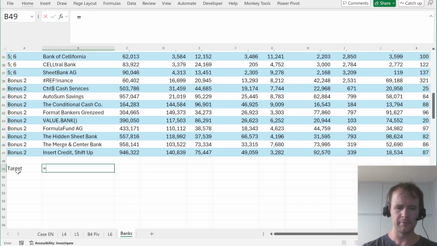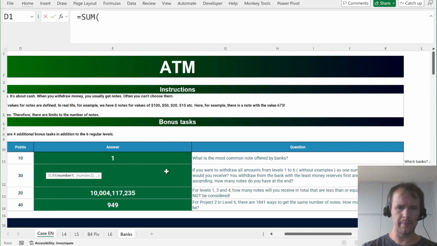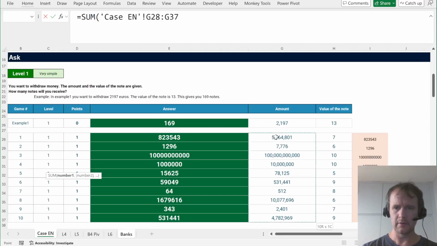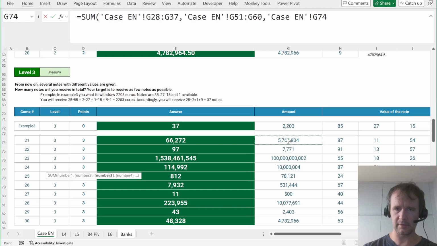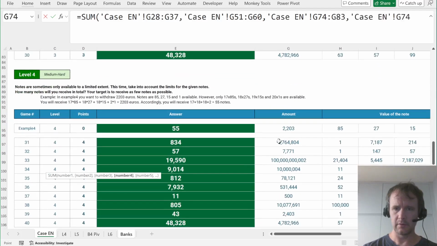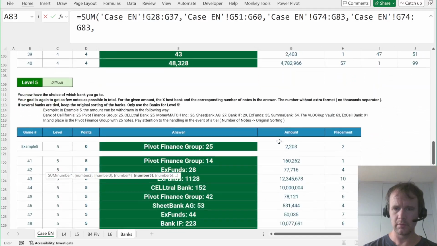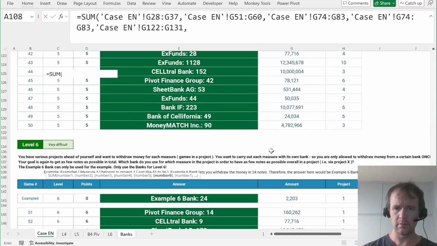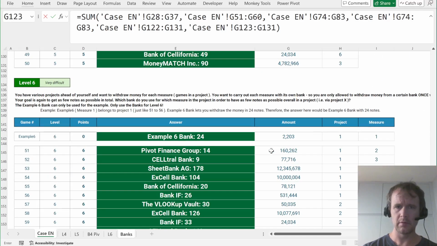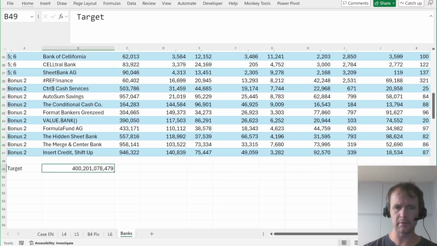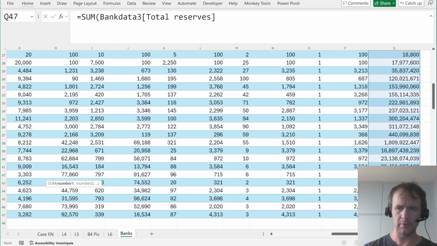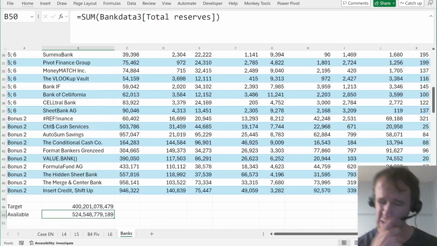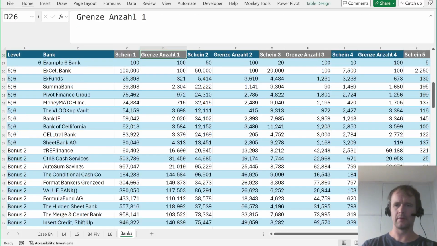Target is this. Not including examples, but I'll go back and check that in a second. One, two, three, four, six, yes. Available. Yes, good.